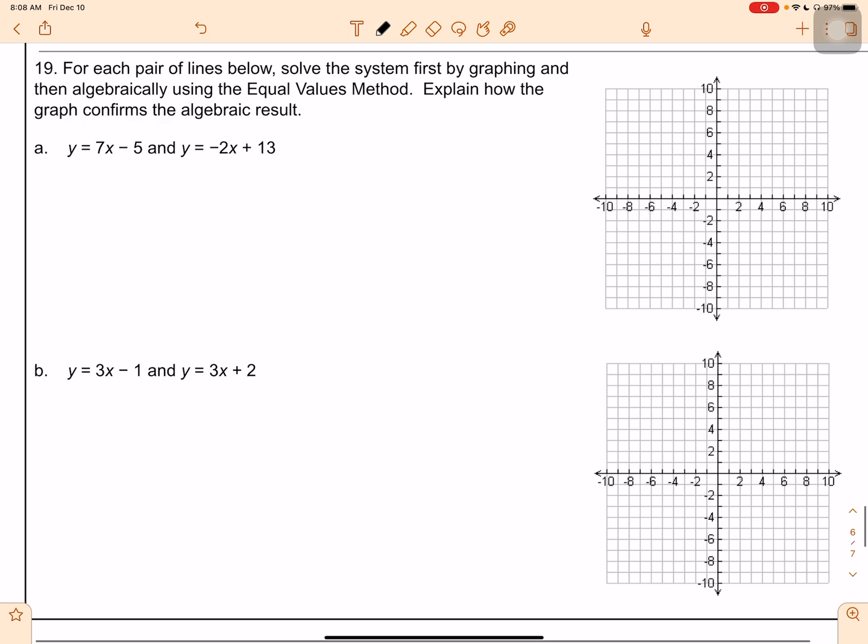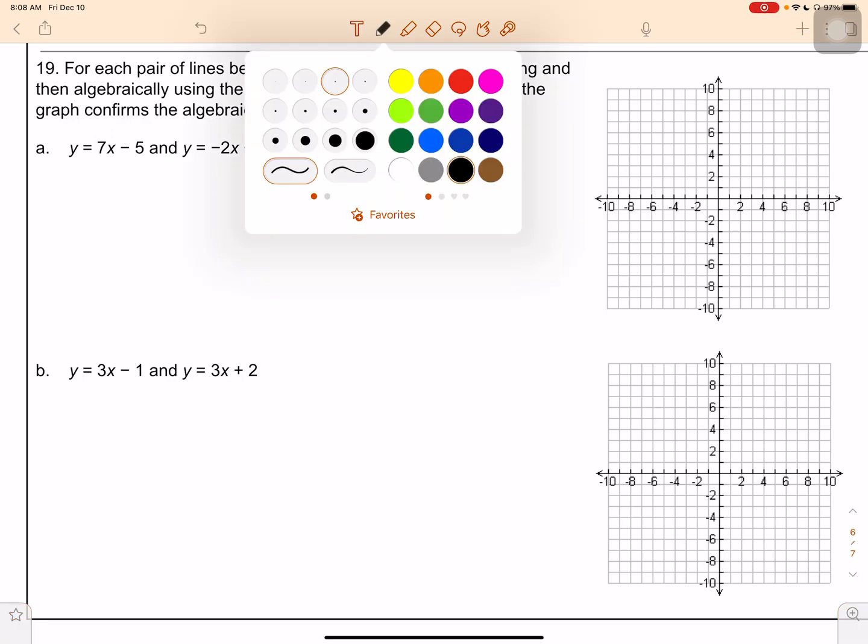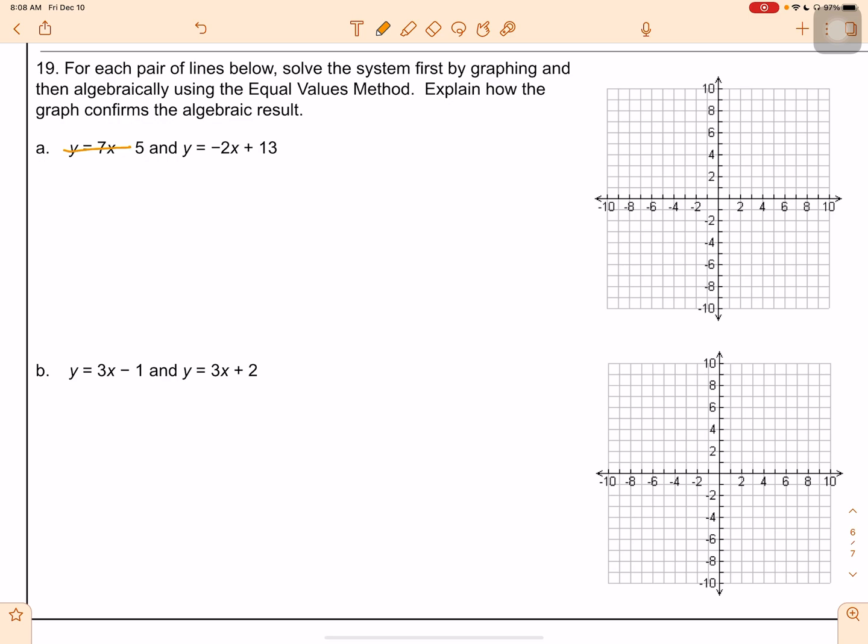It says for each pair of lines below, solve the system first by graphing, then algebraically using the equal values method. So this is something a little bit new. So I'm going to graph them first.